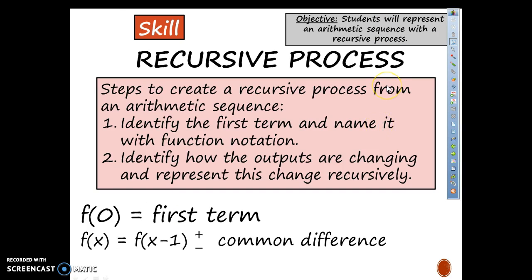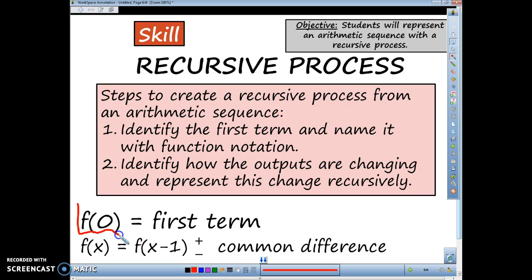So here's our skill. In order to create a recursive process from an arithmetic sequence, we're going to identify the first term and name it with function notation. So the first term is always f of 0. That's our very first term, or our initial value.